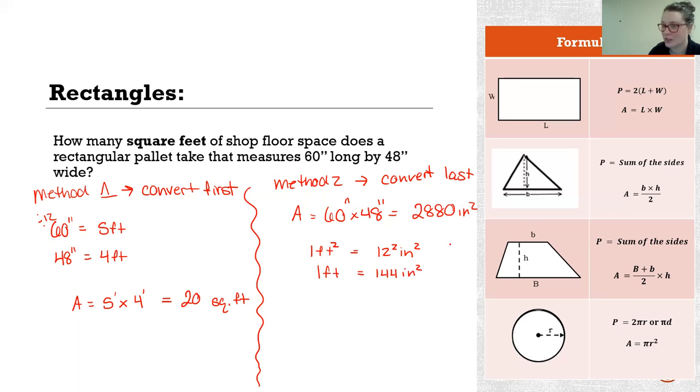Now you could draw the square out if you want to show. If you have a hard time thinking about it, think, well, 1 square foot is 12 by 12, which is 144 inches squared. You can write it out like that. Sometimes that can really help you out.